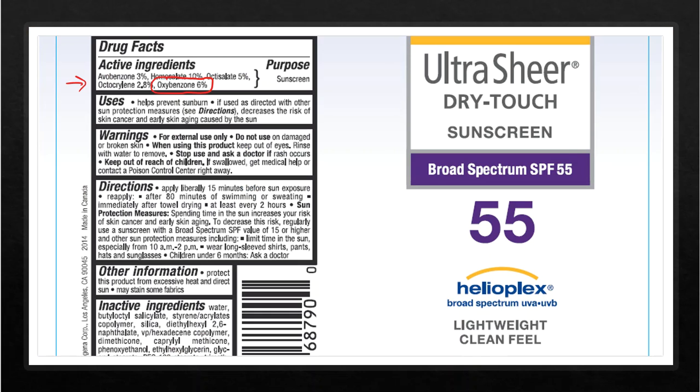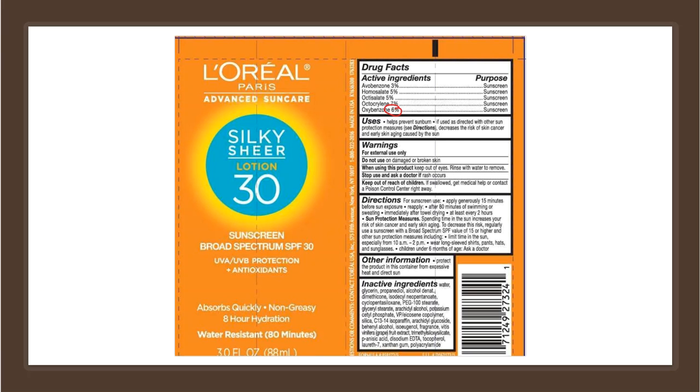Notice that this Neutrogena product is below 60. FDA encourages you not to make anything above a 60 because now they are publishing data and articles that say it's not going to do you any good. So they just so happen to be below the 60 mark. Here, L'Oreal just so happens to be an SPF 30.